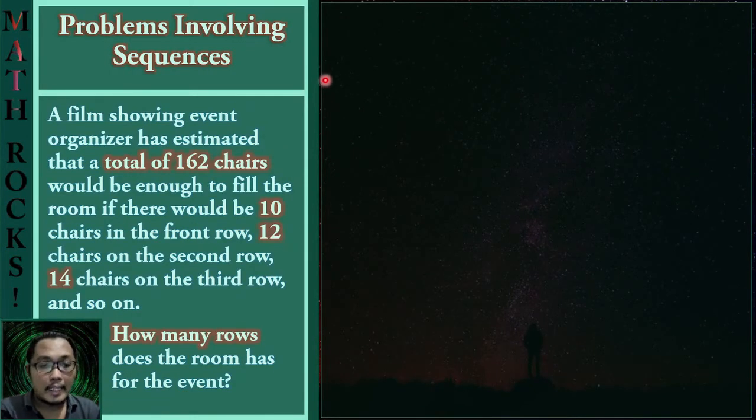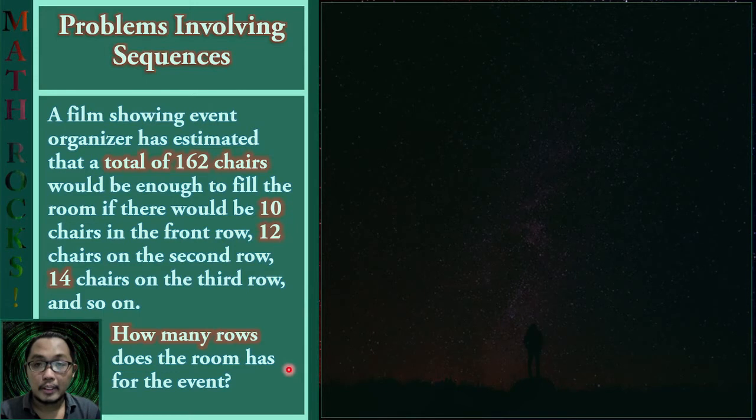And it states that a film showing event organizer has estimated that a total of 162 chairs would be enough to fill the room if there would be 10 chairs in the front row, 12 chairs on the second row, 14 chairs on the third row, and so on. The question is, how many rows does the room have for the event? So let us try to illustrate the problem first.